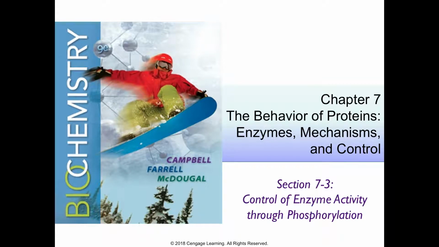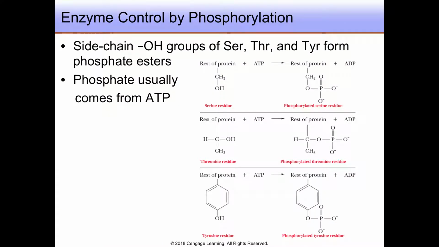Another important mechanism for control of enzyme activity is by reversible phosphorylation. Let's first consider the general principles of this mechanism and then look at an important example. By phosphorylation, we mean the covalent attachment of a phosphoryl group to an amino acid side chain.